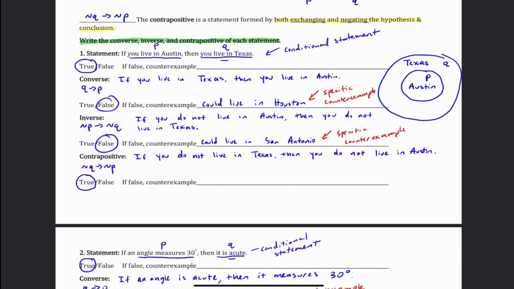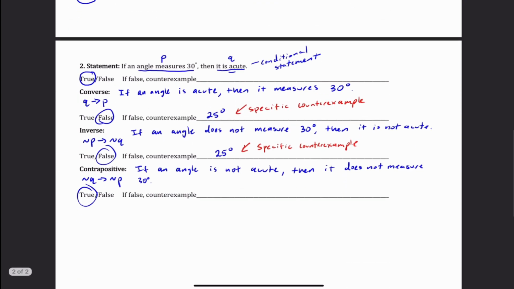So let me go ahead and connect everything. So we said that the conditional statement and the contrapositive both share the same truth value. And the converse and the inverse share the same truth value as well. So let's take a look at the bottom. So the conditional statement and the contrapositive share the same truth value, and the converse and the inverse share the same truth value.